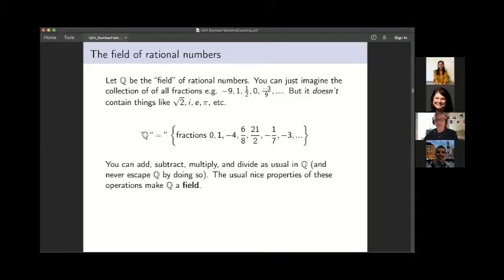And the salient feature of Q is that you can add, subtract, multiply, and divide as usual in Q, and you never escape Q by doing so. The point being that if you take two rational numbers and you multiply them together, you get another rational number. Or if you take two rational numbers and you add them together, you get another rational number. That's what I mean by you never escape Q by performing any of these operations. And these nice arithmetic properties make Q into this object we call a field. And your intuition about how arithmetic works is that it all works in an object called a field.